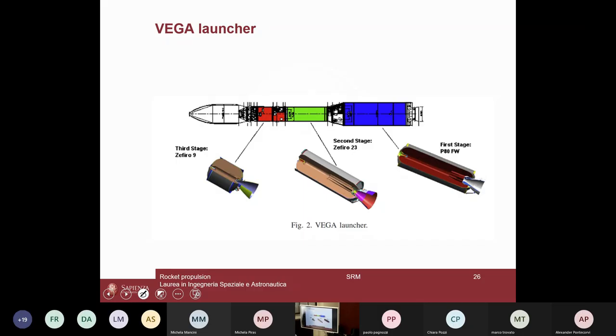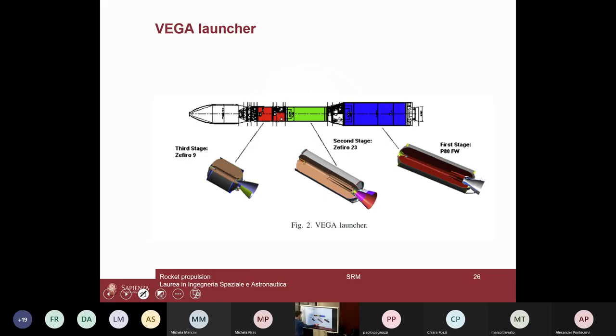You can also see in this picture the different expansion ratios that you have at the different stages. The Zephyr 9 is designed with a nozzle that aims to have maximum performance in vacuum conditions. So you see a high expansion ratio compared to the first stage, which is limited by the atmospheric pressure. Of course, the second stage would work mostly in absence of atmosphere, because the first stage brings you high enough that the ambient pressure is already small.